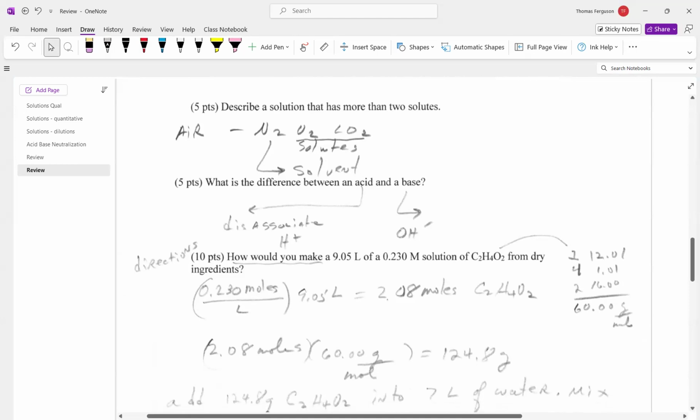Acids dissociate H+, bases dissociate OH-. So that's the difference between an acid and a base. Depends on what comes off. Depends on what dissociates from the original compound. If it's an H, it's an acid. If it's an OH, it's a base.